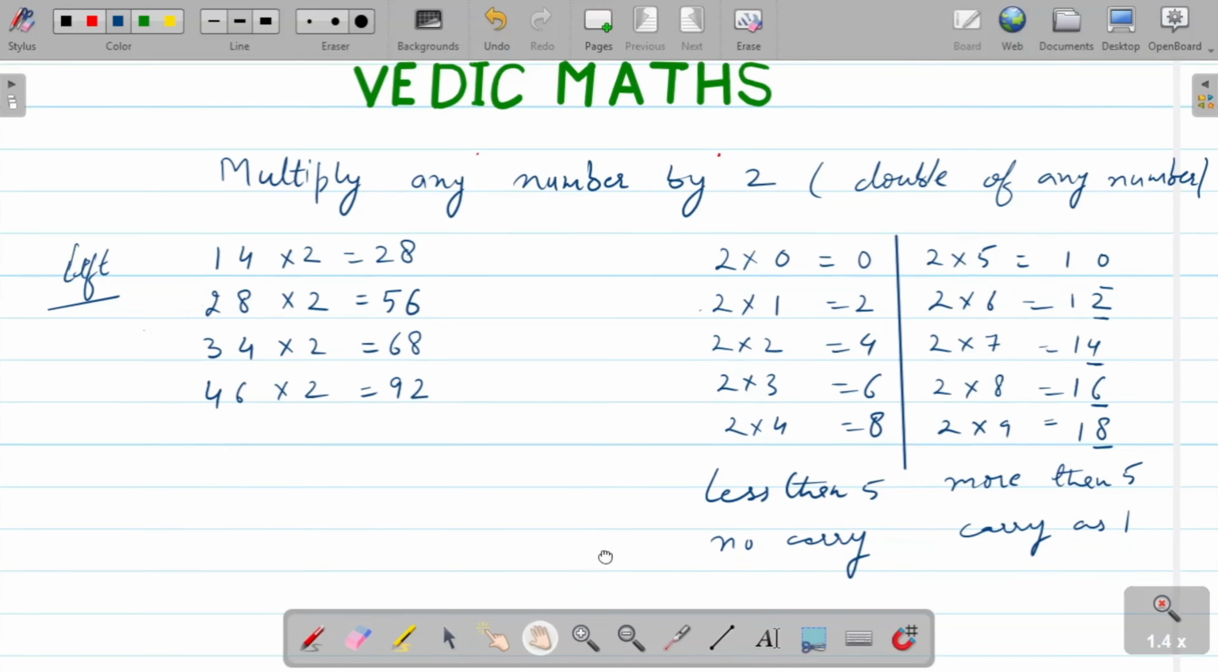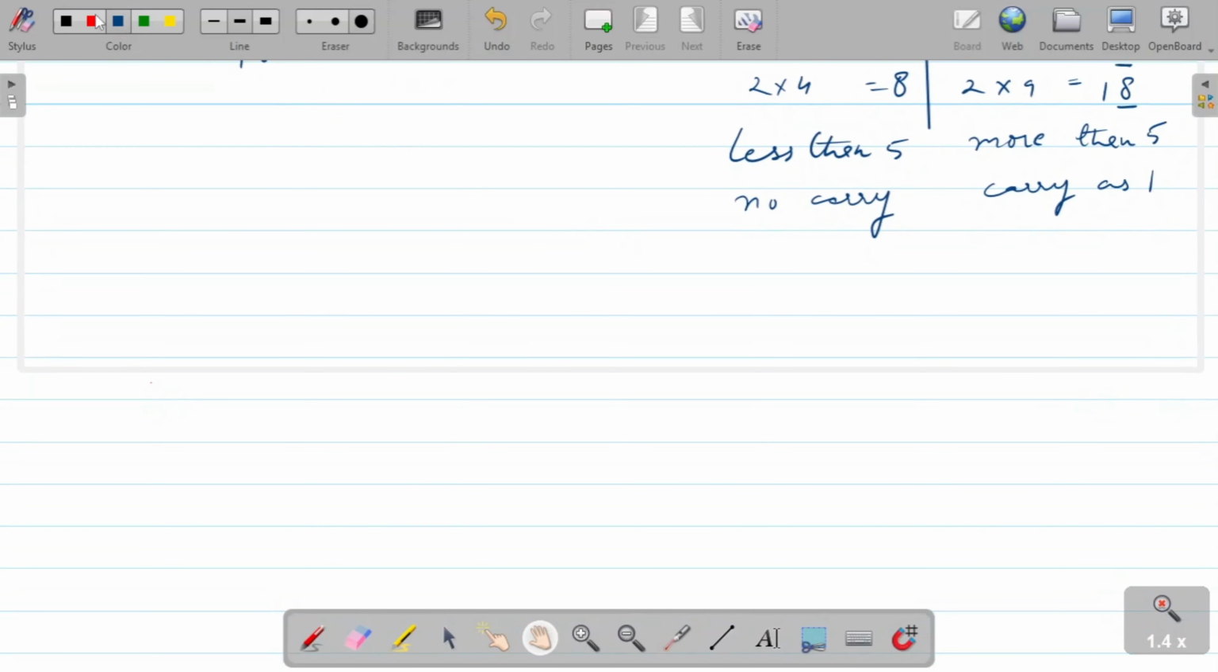Let us take the example of a 3-digit number. 124 multiplied by 2. Double of 1 is 2, double of 2 is 4, double of 4 is 8. Simple. 246, I'm taking a random number. Double of 2 is 4, next number is less than 5, so it will remain 4 as it is. Double of 4 is 8, next number is more, so it will become 1 more, and double of 6 will be 12. Let's take another example.